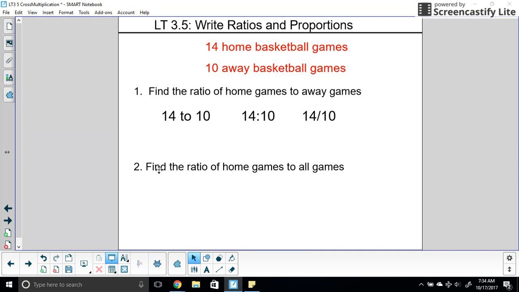Number 2, we're going to find the ratio of home games, which is 14, to all games. So how would I do all games? What would I do? I'm hoping you're thinking add home plus away, which would equal 24 total games. So again, we would write them three different ways. 14 home games to 24 total games, 14 semicolon 24, and 14 over 24. This would be your first part of your homework assignment, is writing ratios.